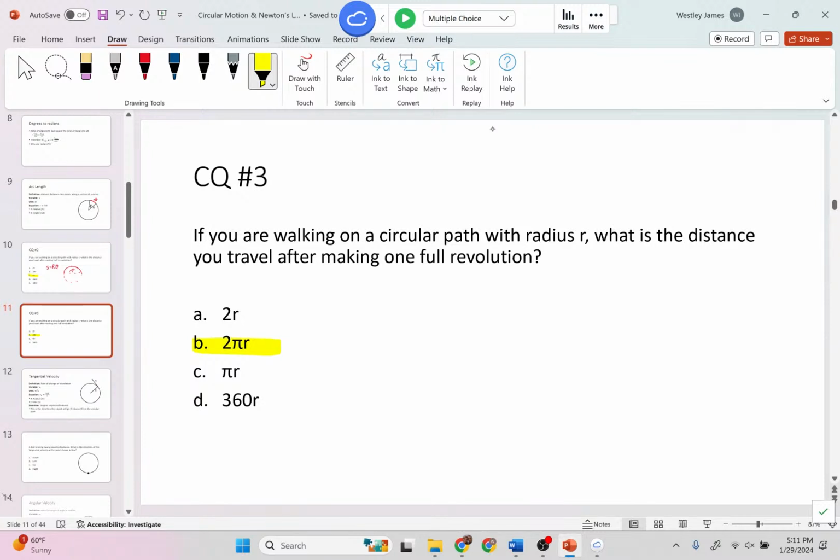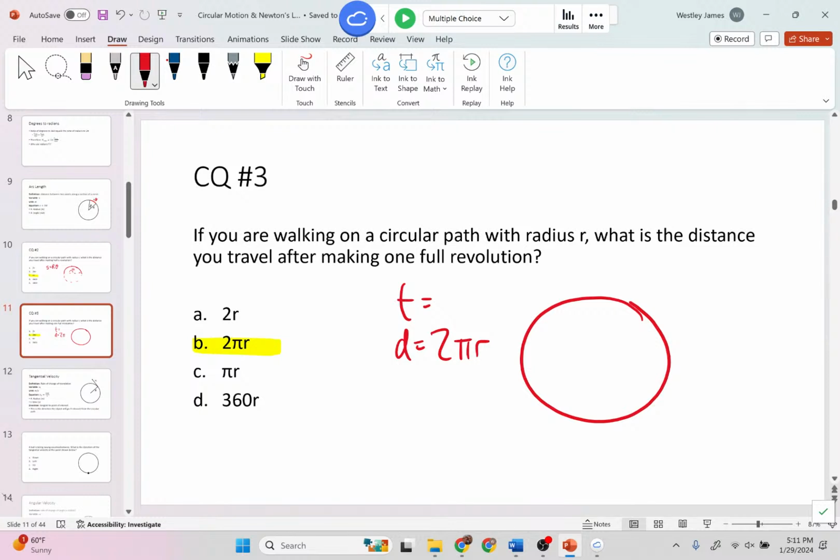Let's just say I'm going in a circle, and it takes me a certain amount of time to go around that circle. How fast am I going around that circle? Well, the distance I travel is 2 pi r. The time it takes is t. We said that your velocity is the change in distance.